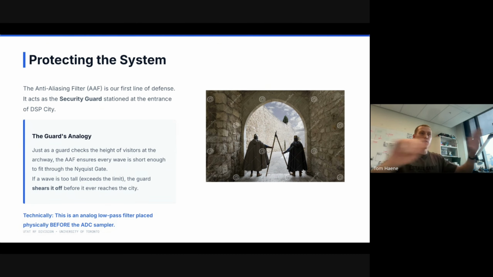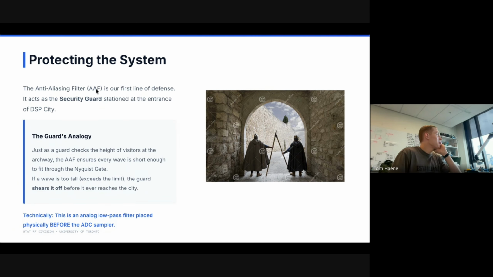So you want to get rid of anything you don't need. You want to get rid of these tall guys. We don't like tall guys. We don't want them in our system. So this is the idea of the anti-aliasing filter. Think of it like a guard at the gate. It's going, hey, no bending your knees, you can't get in here. And that's good because there's no corruption or interference anymore when they come in. So that's the anti-aliasing filter.